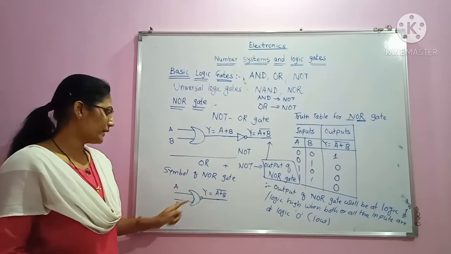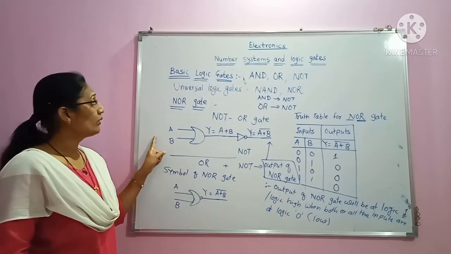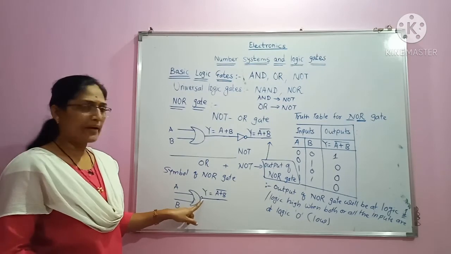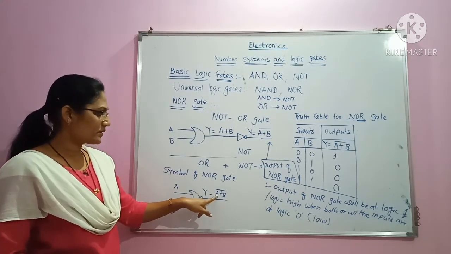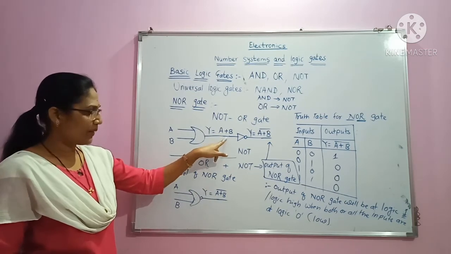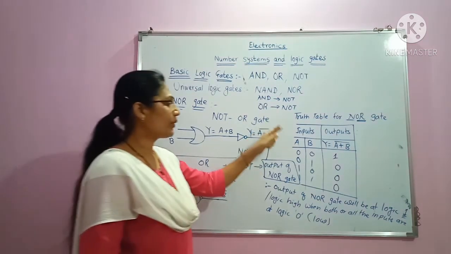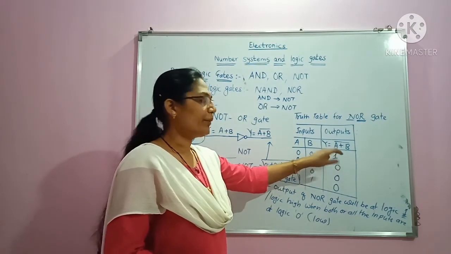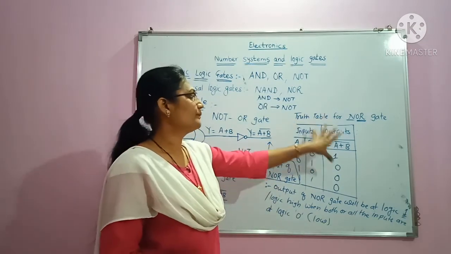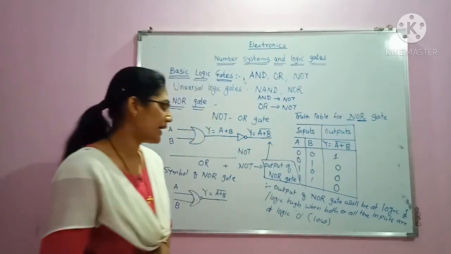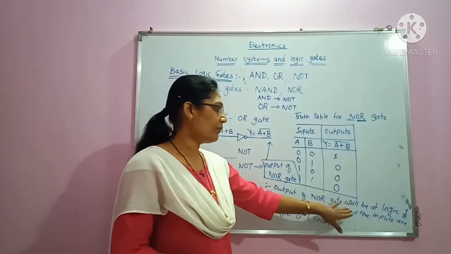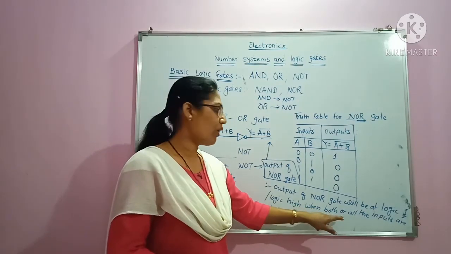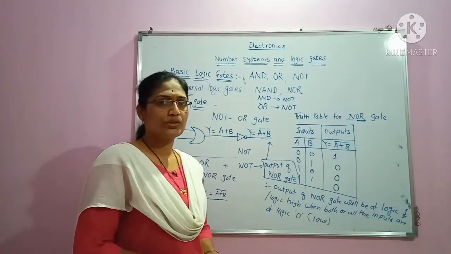The symbol of NOR gate is similar to OR gate, but as it is an inversion, we have to add a circle here, and this is nothing but the complement of A plus B. The input table is represented here. It will give us the output as complement of A plus B, and the conclusion from the truth table is that the output of NOR gate will be at logic 1 or logic high when both or all the inputs are at logic 0 or low.